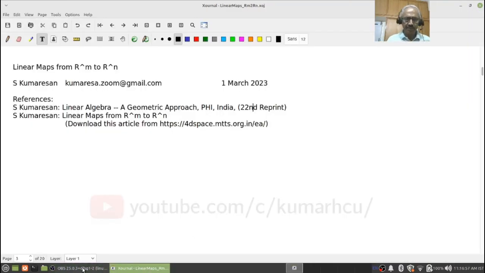Okay, right. Let me screen share. Let me see whether everything works fine. Yeah. Let me just make sure it's a screen share.